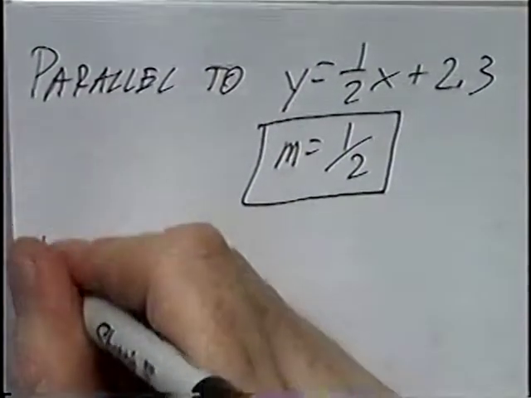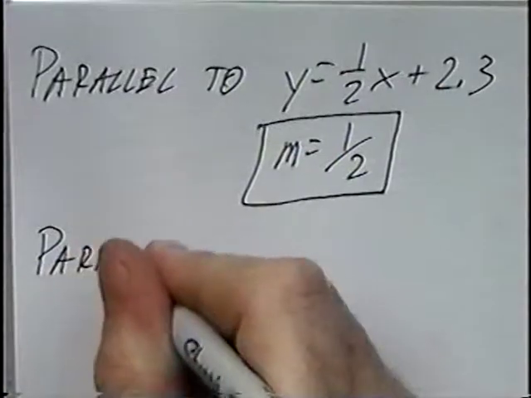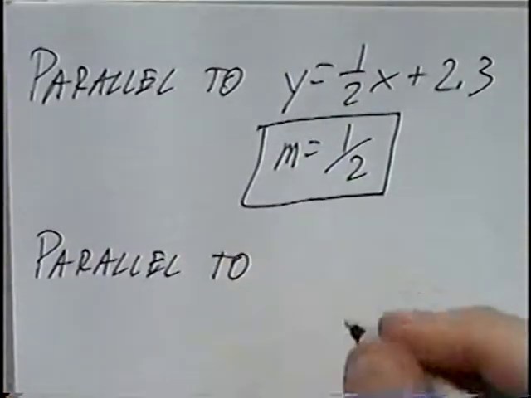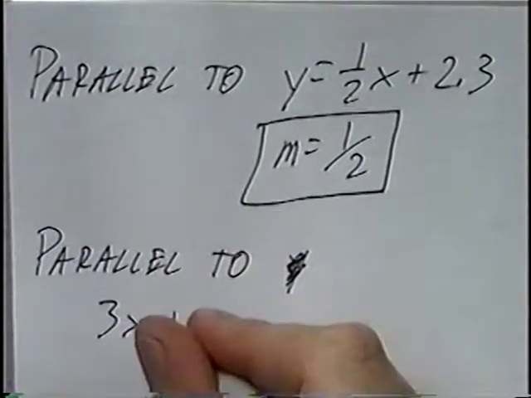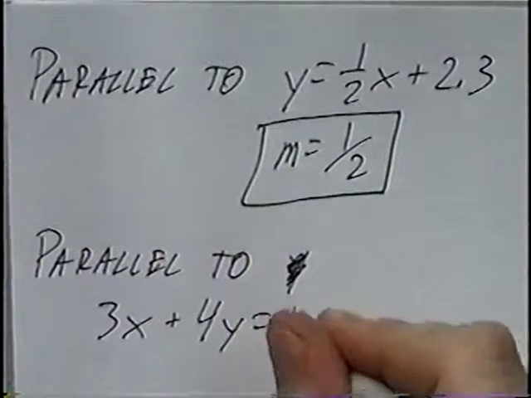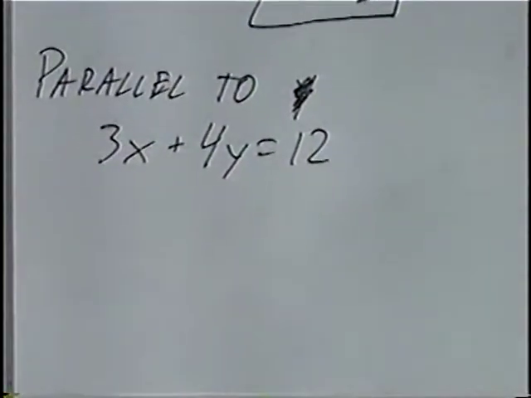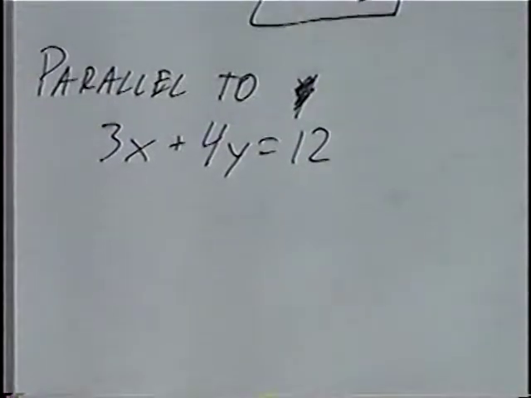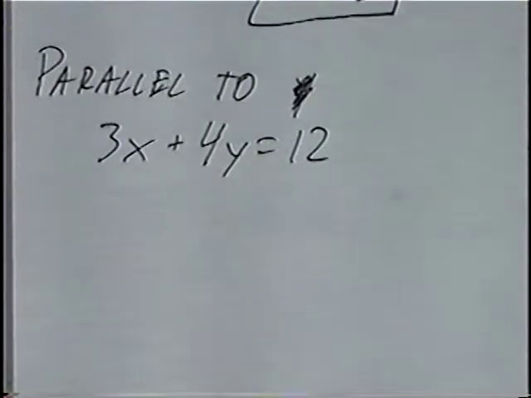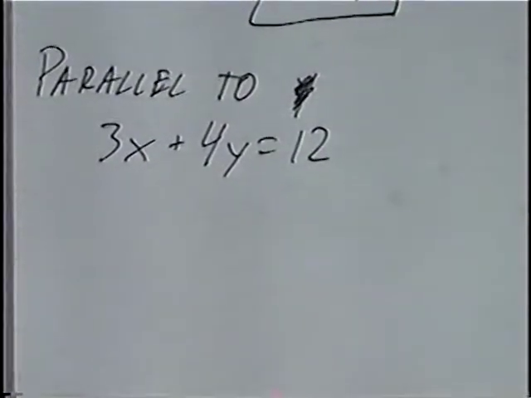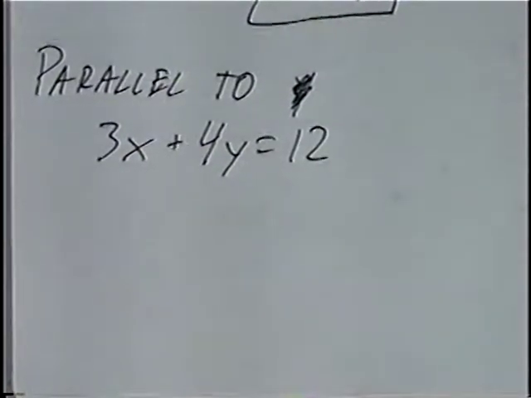Second question, again, is parallel to 3x plus 4y equals 12. From this equation, we want to find the slope, and then once we know the slope, we can find the parallel slope. This equation is in standard form. Standard form is where we have x and y on the same side. To find the slope, we can put this equation in mx plus b form or slope-intercept form, which is solving for y or getting y by itself.